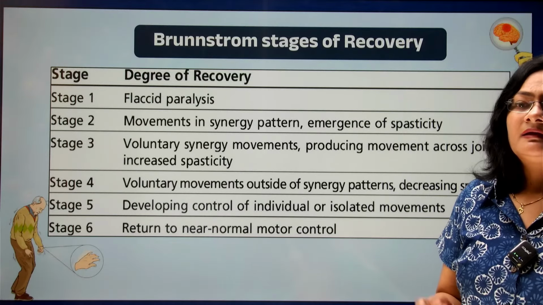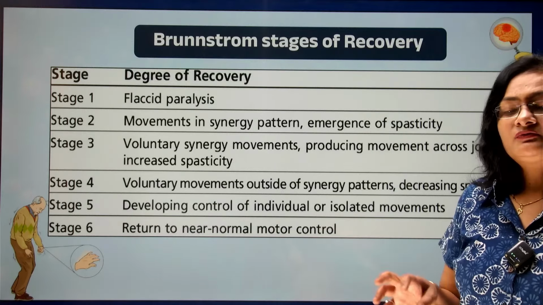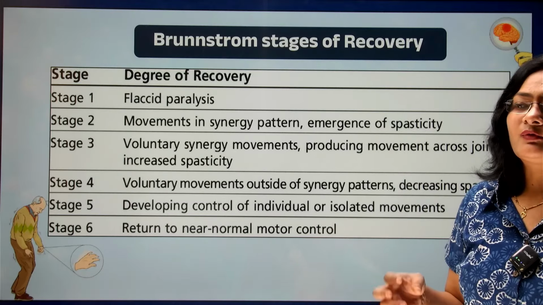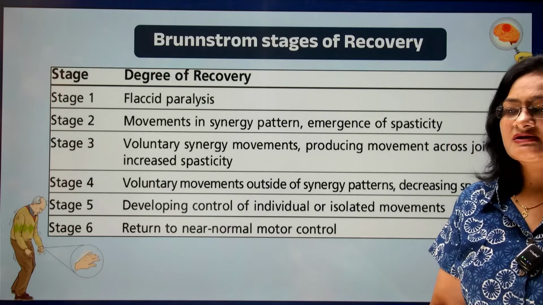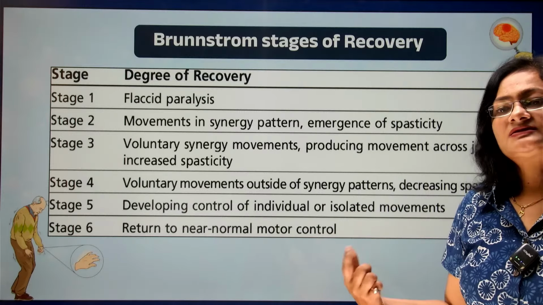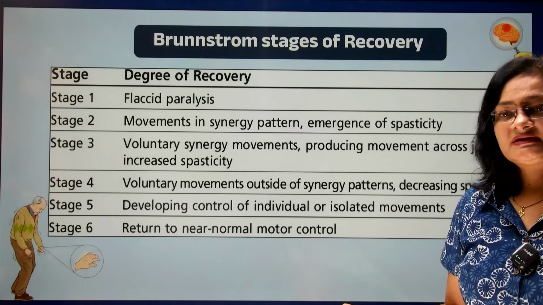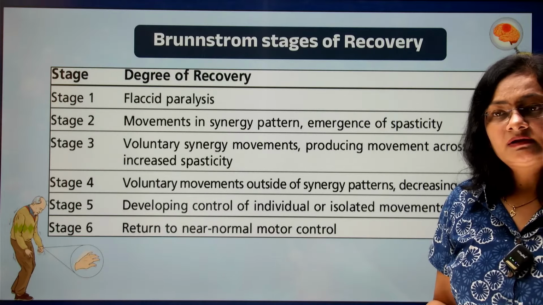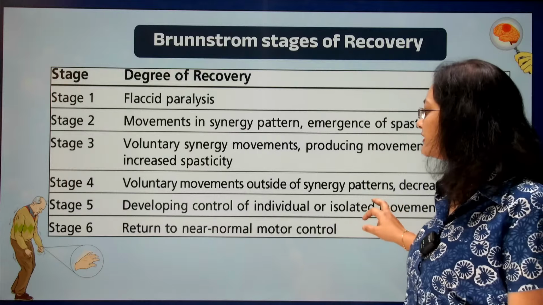Stage 5, developing control of individual or isolated movement. So when your patient is in stage 5, the patient will be able to perform some isolated components of movement. For example, if you ask the patient to go for pronation and supination with 90 degrees of elbow flexion, the patient will be able to perform. And stage 6 is return to normal motor control. So it is similar to or near normal. So these are the Brunnstrom stages of recovery.